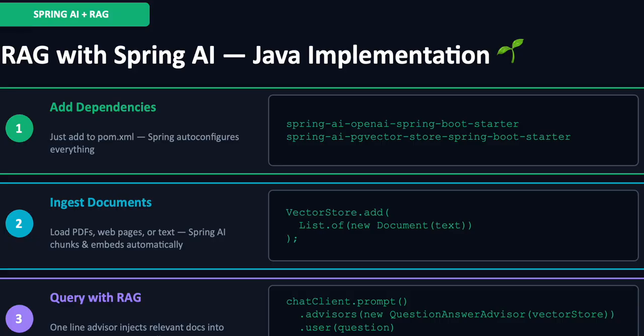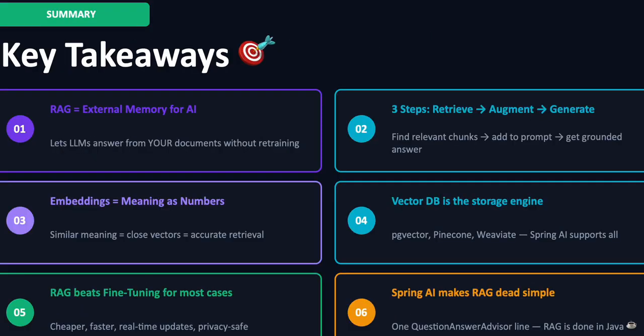So now here are some key takeaways. Let's quickly recap the 6 key things you learned today. 1. RAG gives AI external memory. It lets LLMs answer from your documents without any retraining. 2. RAG has 3 steps. Retrieve relevant chunks, augment the prompt with those chunks, and generate a grounded answer.